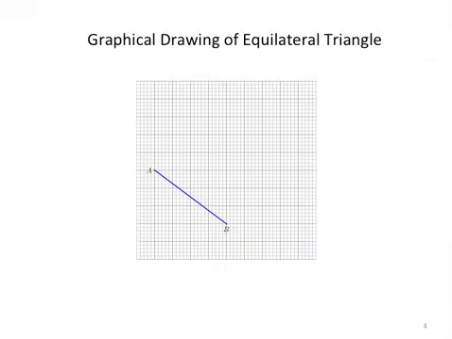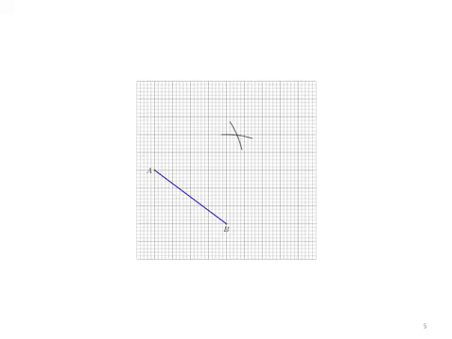Here is an example of how you can use a compass. You can graphically construct an equilateral triangle using a compass. Stretch your compass to measure the distance between A and B. Draw an arc centered at A. Draw an arc centered at B. The intersection of arcs defines vertex C. Drawing lines between the points defines a perfect equilateral triangle.